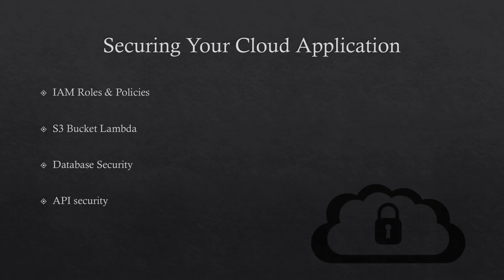Securing your cloud application is pretty straightforward. IAM roles and policies dictate who can use what resources across a number of different things. As we see below, S3 is listed, database is listed, and API security is listed, and it is all recommended that you go with an IAM roles and policies foundation. So what is IAM roles and policies? IAM roles and policies essentially just assigns users to specific roles who are then set to certain policies to access certain resources.